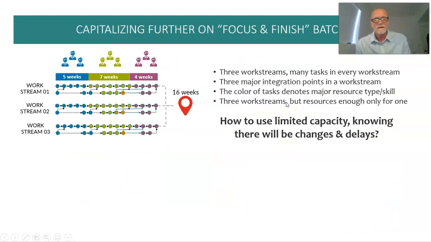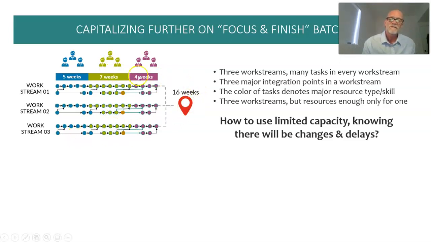All right. So let's explore this a little bit, a similar thought experiment, capitalizing further on focus and finish batches. What we see here in this example is we have 3 work streams. There's a number of different tasks in these blocks. So blue leads into green, leads into purple. It could be, again, my detailed design, my procurement activities, my assembly or manufacturing activities, what have you, whatever those phases might be in the project plan.